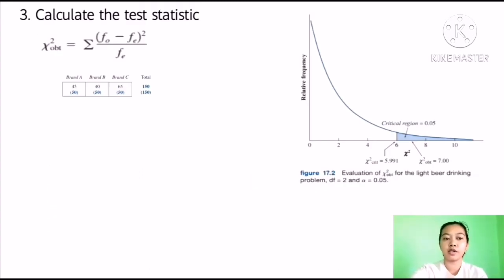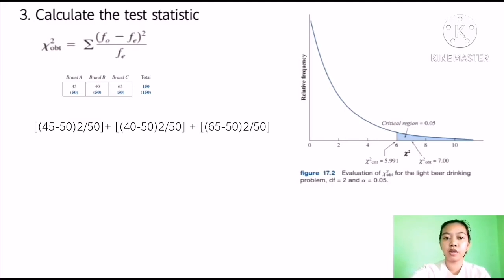Calculating the test statistics. So we are now going to compute for our chi-square with our formula. And as you can see, we have here on our table our expected and observed frequencies. So now we are going to compute for the chi-square.